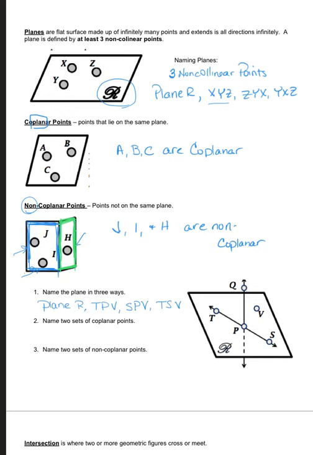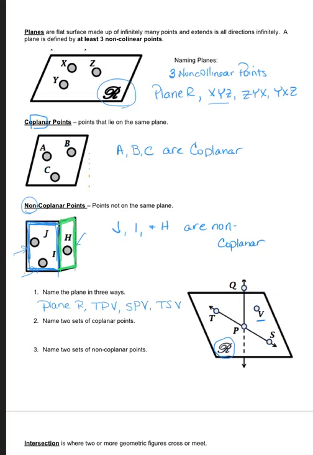Okay, so you should have been able to see that you could have named it plane R because of this R down here in the corner, or 3 non-collinear points. So you did have to use this V at some point. So you could have said TPV, you could have said PSV, or you could have said TSV, or any combination of those 3 letters. I don't care what order you put the P, V, T, or the S, P, V, as long as you have one of those groupings.